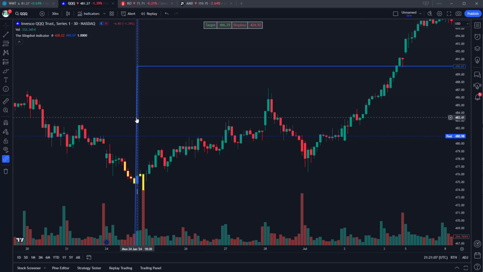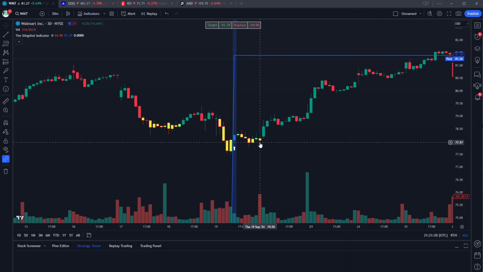This was Monday, the 24th, and this would have been July the 5th. It wasn't too long, a decent move up. That would have been a great trade. Another one here at Walmart. This one was actually pretty recent.